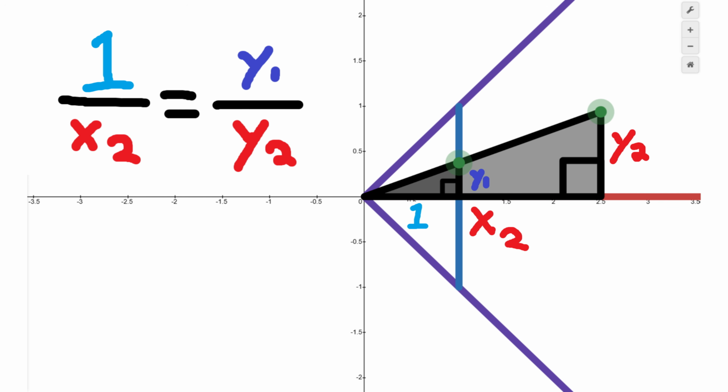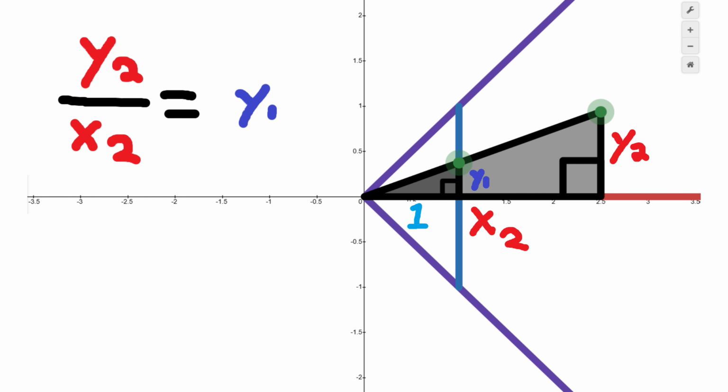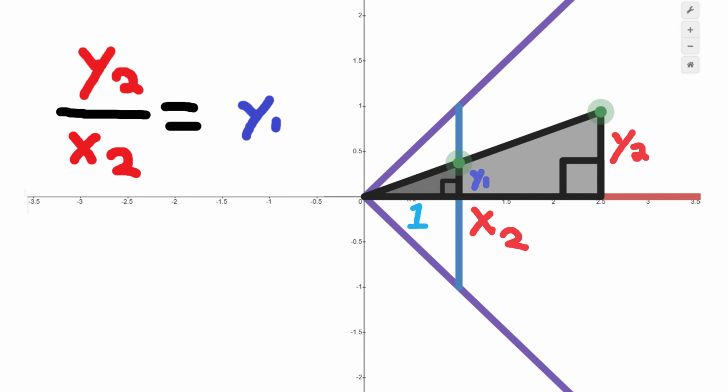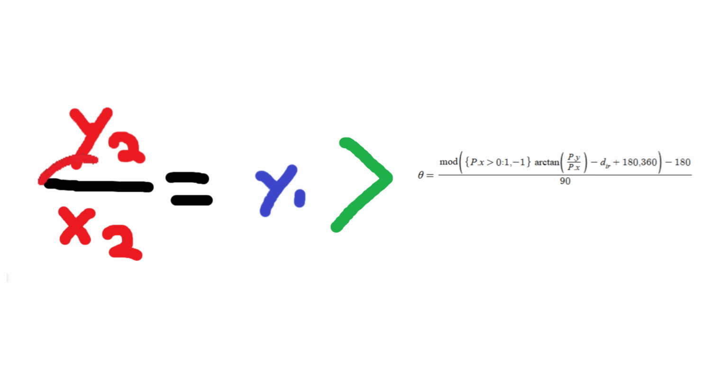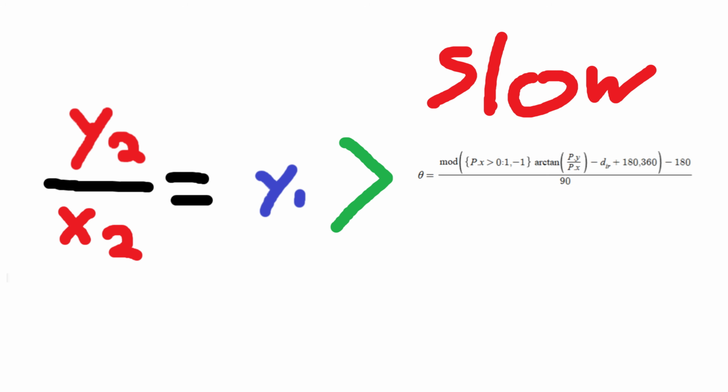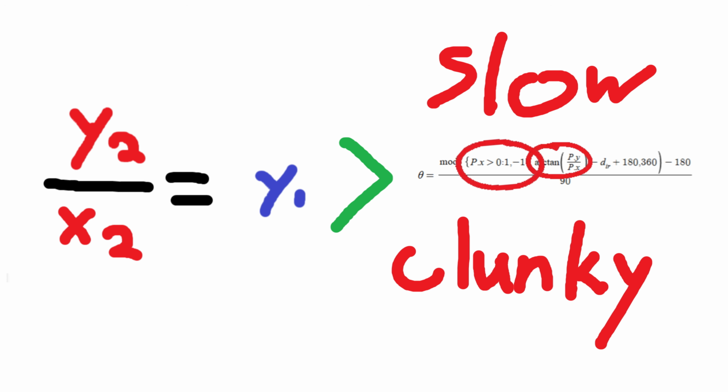This means that the height of the point when projected onto the screen is just the y-coordinate of the point divided by the x-coordinate. This approach is much better than using arctangent. It only has one division operator and it doesn't require the slow and clunky arctangent and Boolean operations.